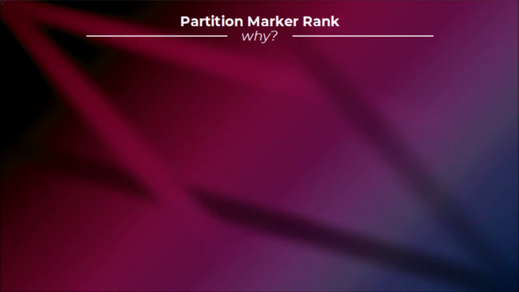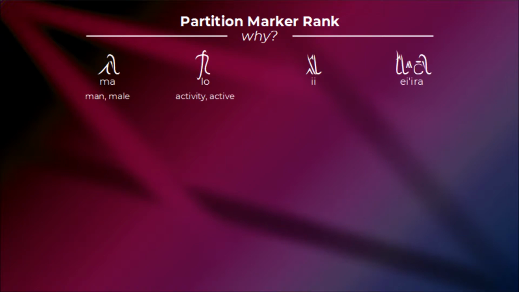So let's work with a new example. What's the problem exactly? Have a look at these 4 particles. Ma means man or male, lo means activity or active, yi means target or goal, and eira means smart or intelligent. Now, in video 29, I explained how yi can be prefixed to a word in order to express change or transition. So yieira is to bring towards intelligence. If you bring yourself towards intelligence, then it means to learn. If you bring others towards intelligence, then that translates to teach. The word yieira in itself can mean both.